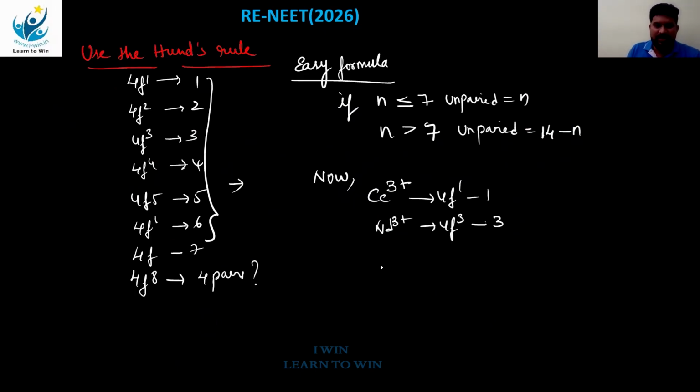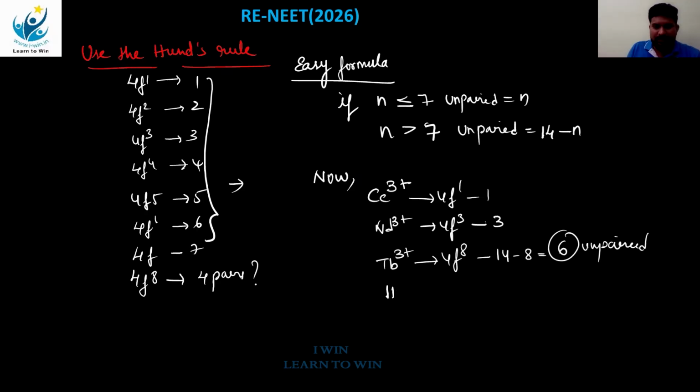Now here comes the trick, using the formula we have discussed. Now Tb3+, my dear student. We are having 4f8. Now using the formula, if n is greater than 7, what we have to do is 14 minus 8. When we do 14 minus 8, how much will it be, my dear students? It is 6 unpaired electrons.